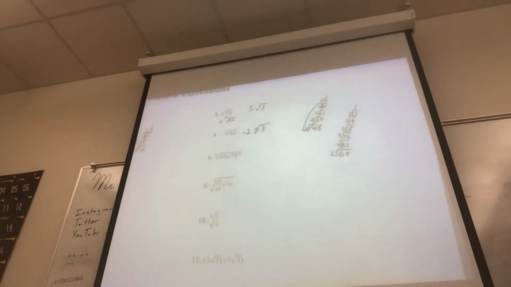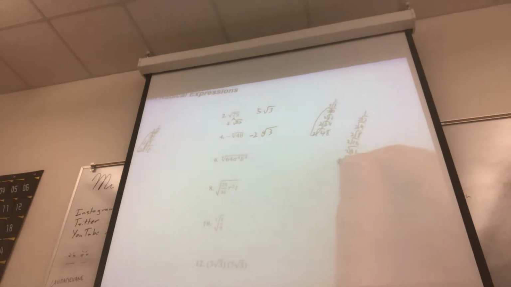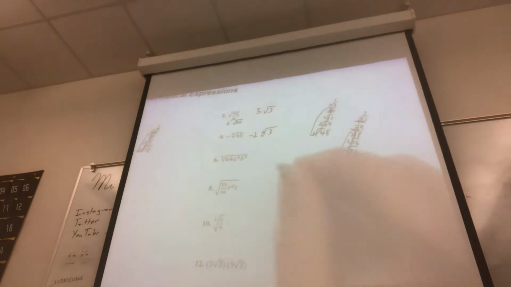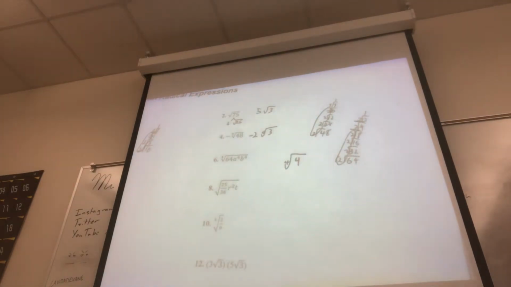So as I reduce that, a group of 4 is right here. That's a single 2 on the outside. There are 2 unpaired or ungrouped 2's. I'm going to multiply those back together, and they are going to stay underneath. So it'll be fourth root of 4 with a 2 on the outside.